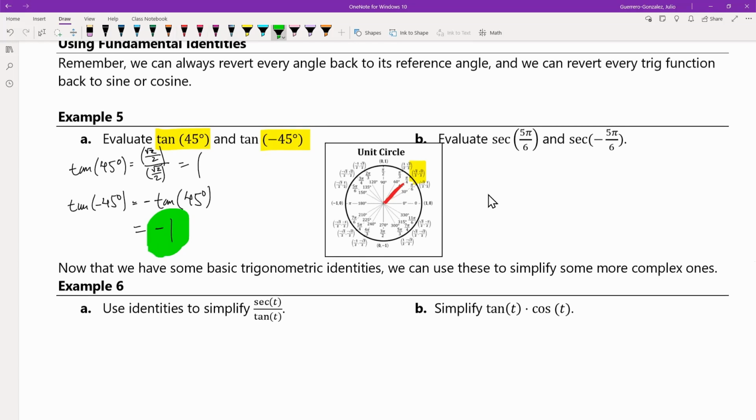Now, this is very basic, right? But it gets the point across. Sometimes you might need to reduce stuff. This is where it comes in handy. Next one.